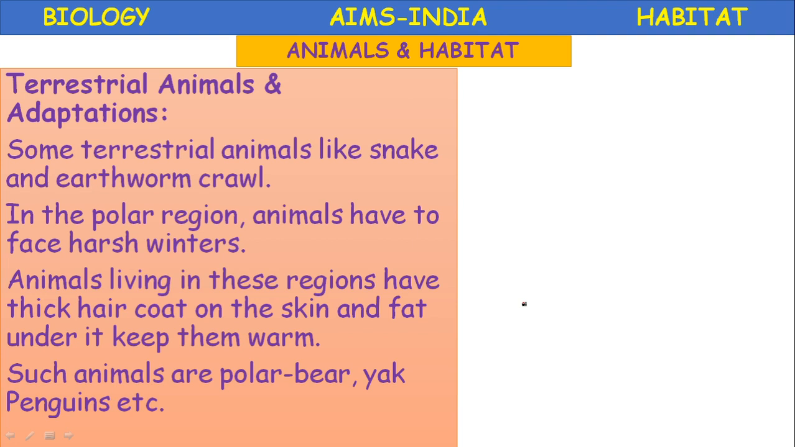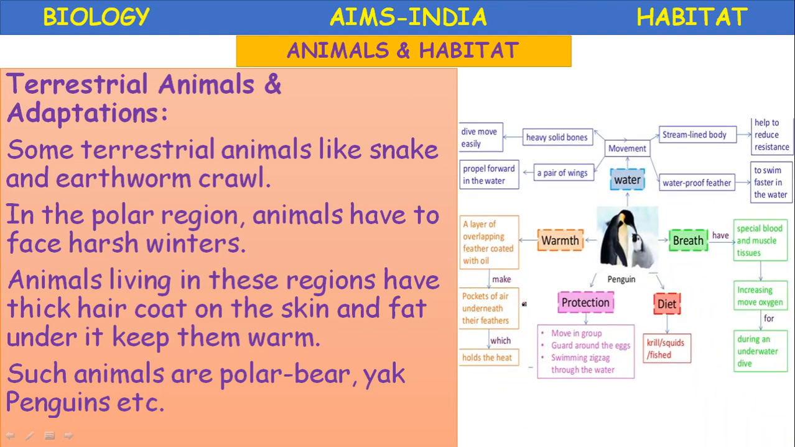These changes are different from the adaptations that take place over thousands of years. Adaptations are permanent, but acclimatization means the temporary adjustment of a living organism to its changed surroundings. The adjustments which take place in hours or days to suit that environment are called acclimatization. You see here a penguin, with a layer of overlapping feathers coated with oil. They breathe.